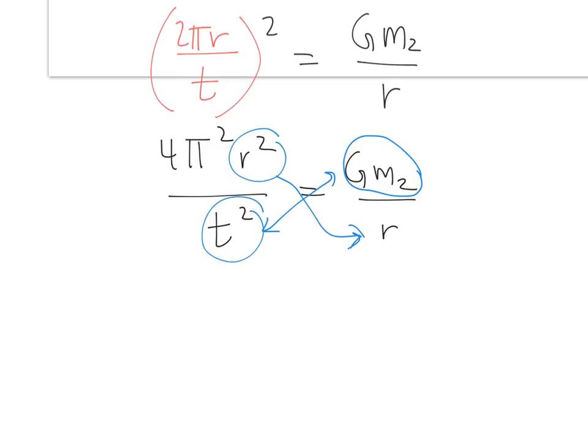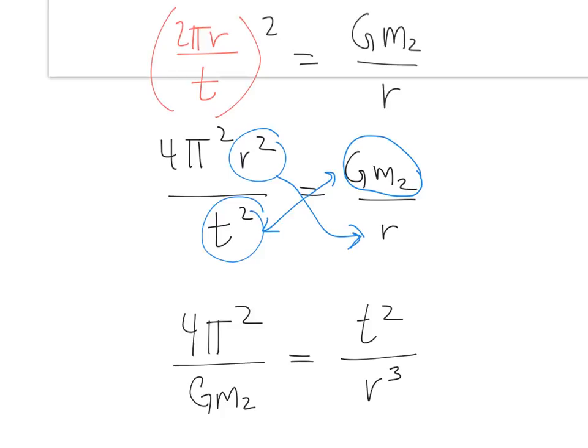So again, let's move r squared. And we can always do this. This is always true because this is a numerator. To get rid of it, you would divide by r squared on both sides, which really takes it and just puts it down here. This is going to get switched with this. So I'm left with 4 pi squared over G m2 equals t squared over r cubed.